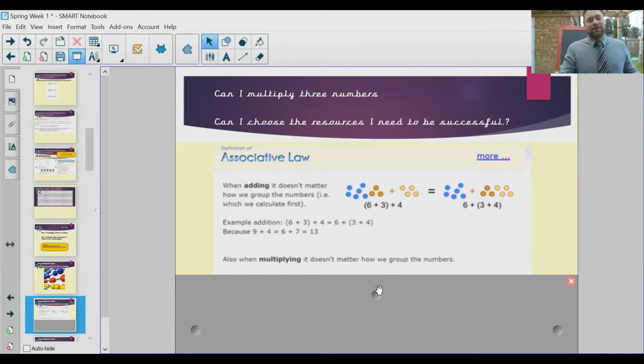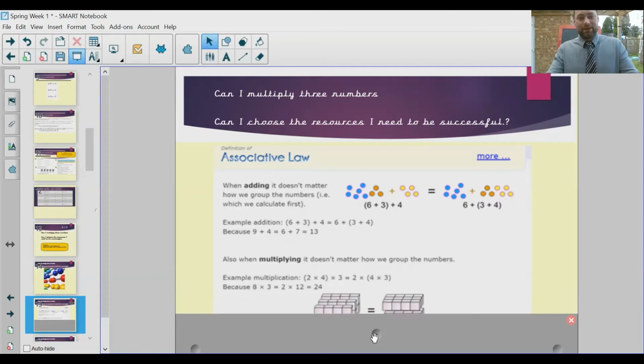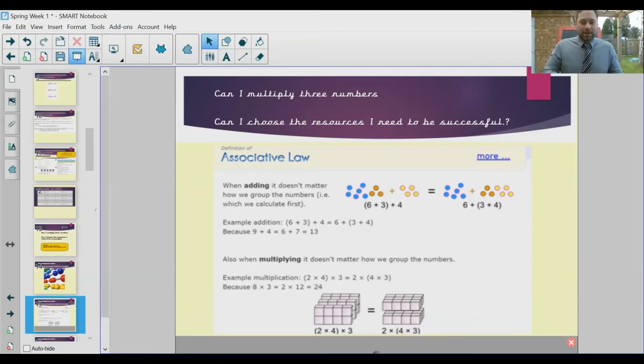So it doesn't matter which numbers we multiply, what order we multiply them in. So for example, if I was to do 6 times 3 times 4, okay, I could do 4 times 3 times 6, and I'll still get my answer exactly the same. And you can see here in this example here. So 2 times 4 times 3 is the same as saying 2 times 4 times 3. 2 times 4 is 8, times that by 3 gives us 24. Now, if we did 4 times 3, that is 12, and then times that by 2, we still get 24.